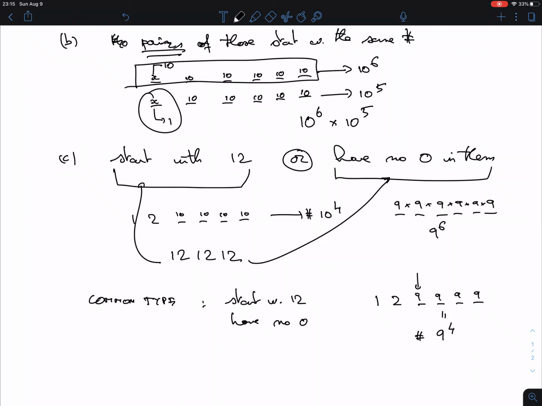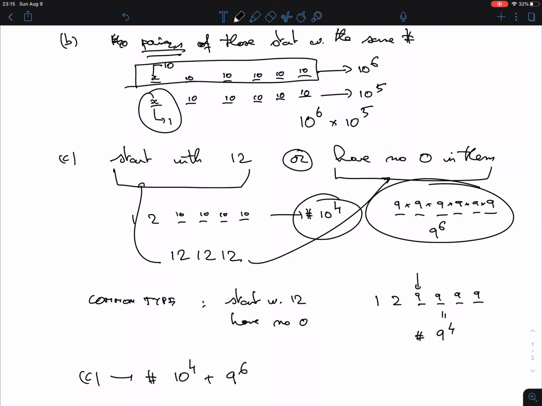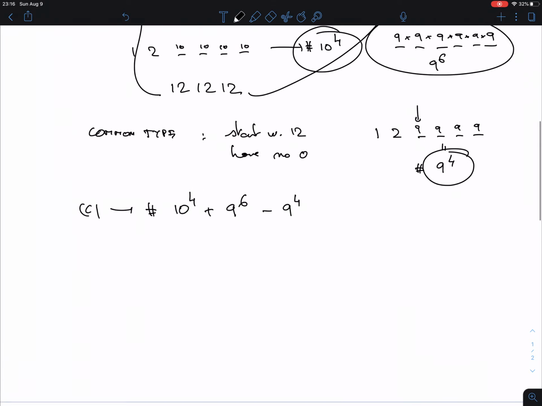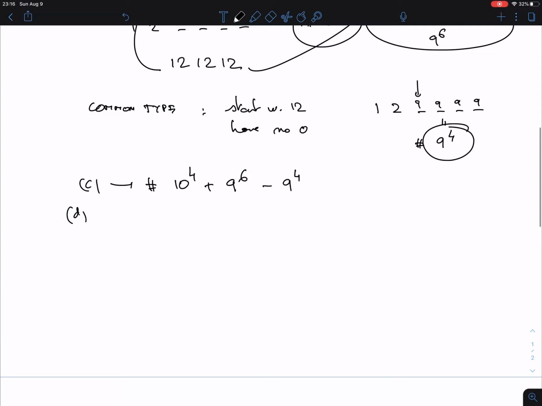So now we can say, in total, the number is 10 to the 4th plus 9 to the 6th. This is the numbers that have no 0 in it. But I counted certain numbers twice. I have to subtract 9 to the 4th from it. Okay? So that is how you solve for ORs. So for ORs, I have to be very careful. So let's do another OR here.